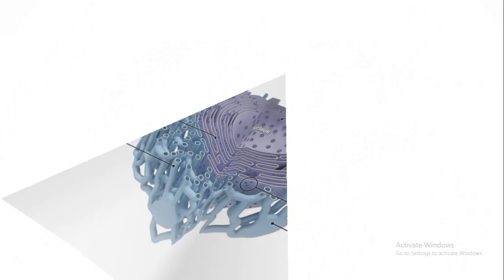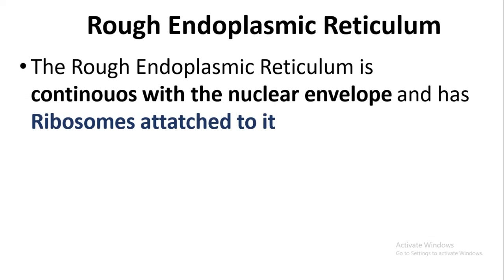All right, guys. So let's quickly look at the rough endoplasmic reticulum. Like I said, this rough endoplasmic reticulum is continuous with the nuclear envelope, specifically the outer membrane of the nuclear envelope. Like I have said, these ribosomes are being produced in the what? In the nucleolus of the nucleus. So these ribosomes will normally attach themselves on the rough endoplasmic what? Reticulum.